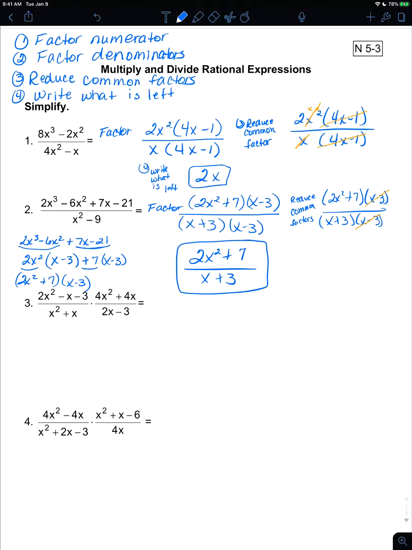All right, well now we have a multiplication problem. 2x squared minus x minus 3 over x squared plus x times 4x squared plus 4x over 2x minus 3. Well, we're going to do the same thing. We're just going to factor everything.